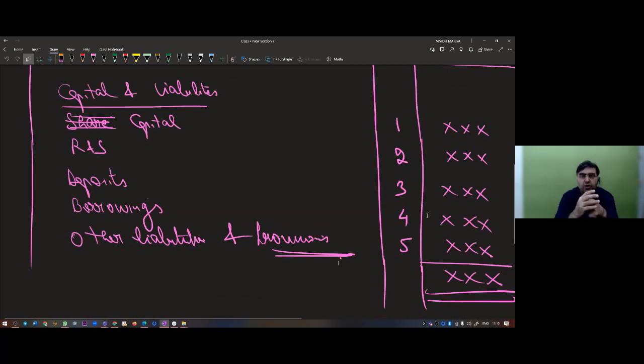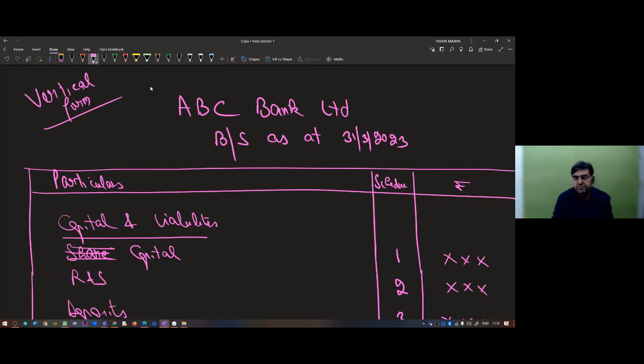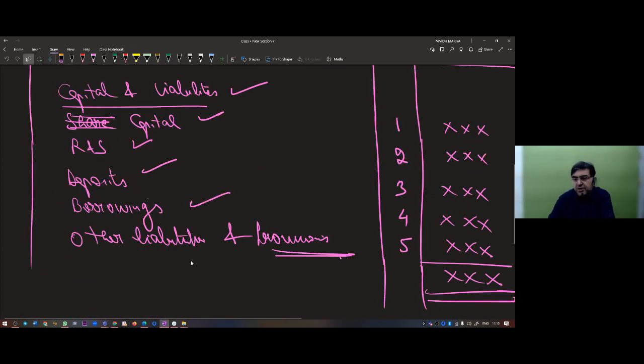Balance sheet, first of all, liability side. That is, this is particulars. This is schedule number. This is amount, current year. In real life, we have to make it for the previous year as well. It is a vertical form. Balance sheet is in vertical form. First of all, capital and liabilities side: capital, reserves, surplus, deposits, borrowings, other liabilities and provisions, 1 to 5.